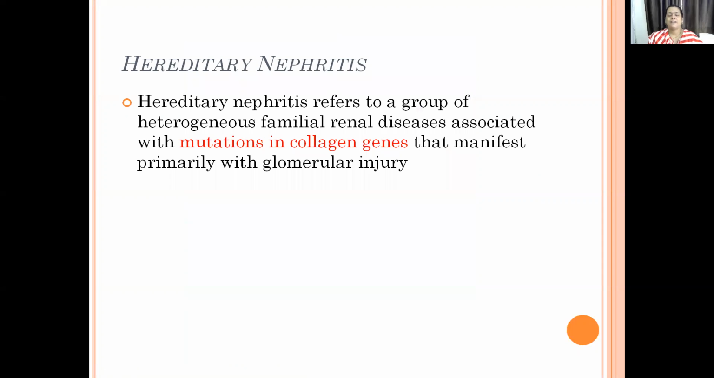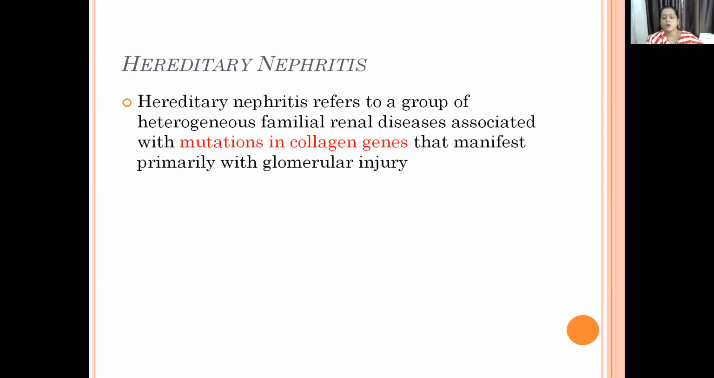Okay. Now, after finishing the IgA nephropathy, now I will be dealing with hereditary nephritis. That is a group of heterogeneous familial renal diseases associated with mutations in the collagen genes. Collagen, somewhere you heard, right? That is, while I was teaching about the basement membrane, I told you that the central dense material is there. There is the electron dense material in the center, then electron lucent materials present in the inner and outer layer called lamina rara interna, lamina rara externa.